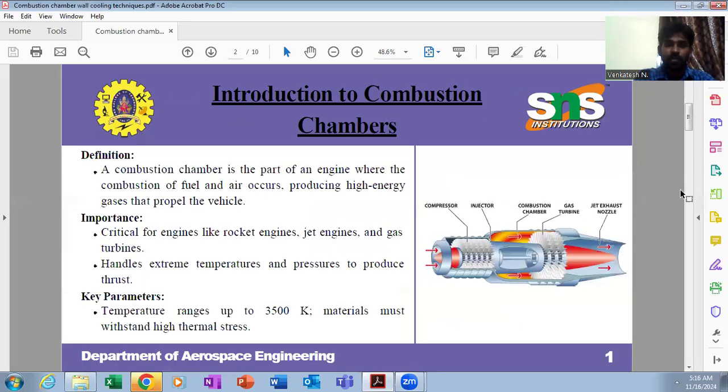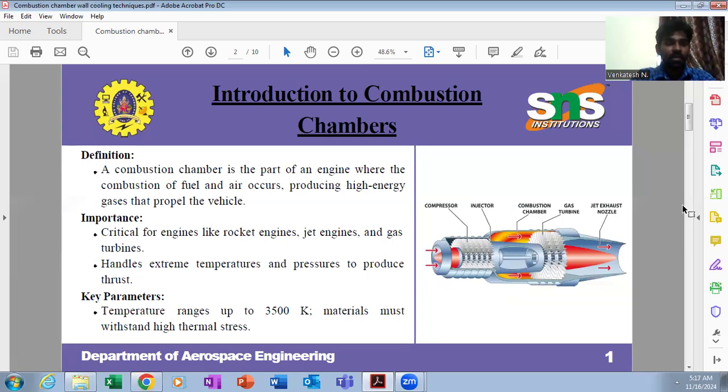So, this is the introduction of a combustion chamber. The combustion chamber is a part of an engine where the combustion of fuel and air occurs, producing high energy gases that propel the vehicle. The combustion chamber is critical for engines like rocket engines, jet engines, and gas turbines, and handles extreme temperatures and pressures to produce thrust.